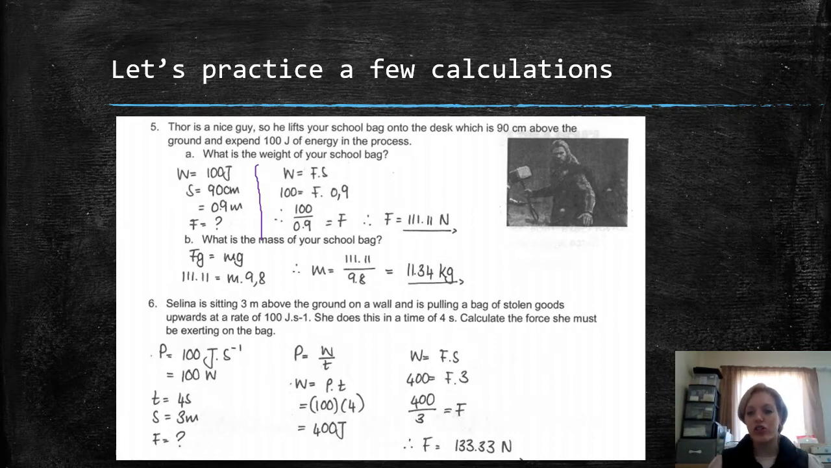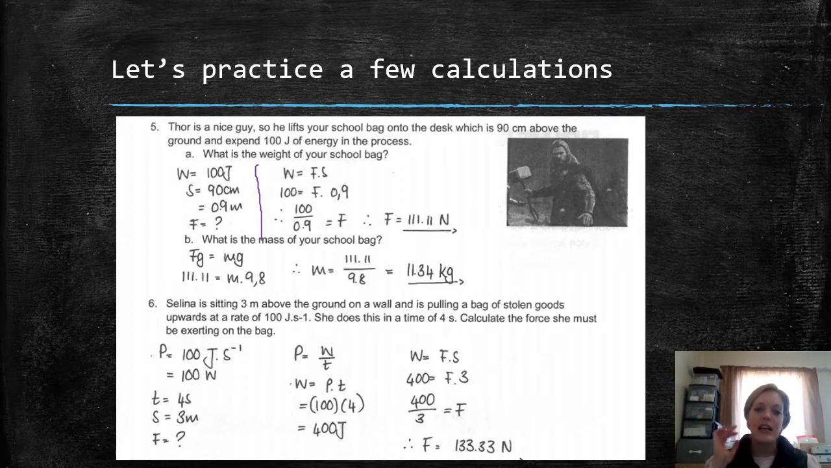So we're not going to ask you always straightforward questions that ask for the main physical quantity. We might flip things around and ask you to do a different type of question, or ask you for another value that has not been given to you in the problem. B says, what is the mass of your school bag? So now you have to break down their weight even more. So now you use Fg equals mg. And you are going to divide that force by 9.8, because that's gravitational acceleration on Earth, and we're talking about Earth. And I'm going to get 11.34 kilograms.